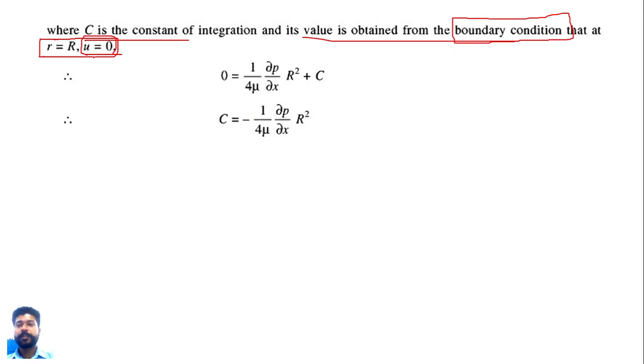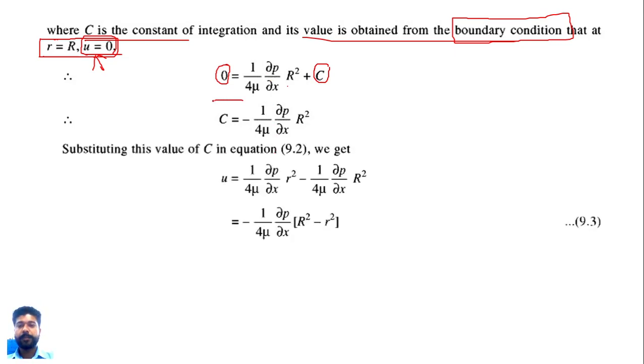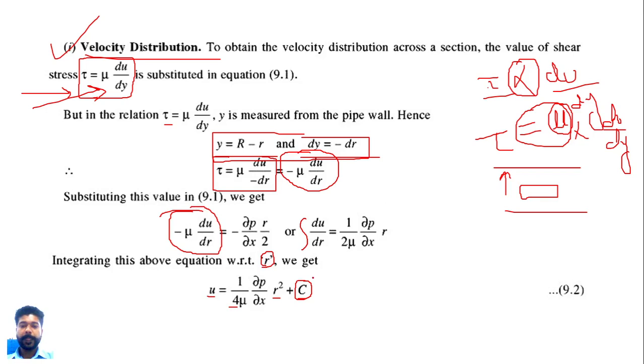So let's put the value u equals 0 in the previous equation. Over here, u, that is 0, equals 1 upon 4 mu del p upon del x into r square plus c. So take this plus c to one side, and the remaining terms will be on the right side. So it will be negative of 1 upon 4 mu del p upon del x into r square.